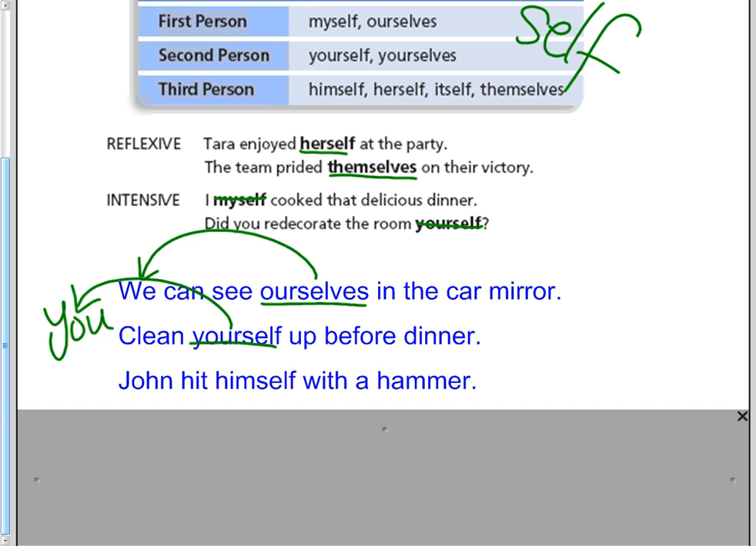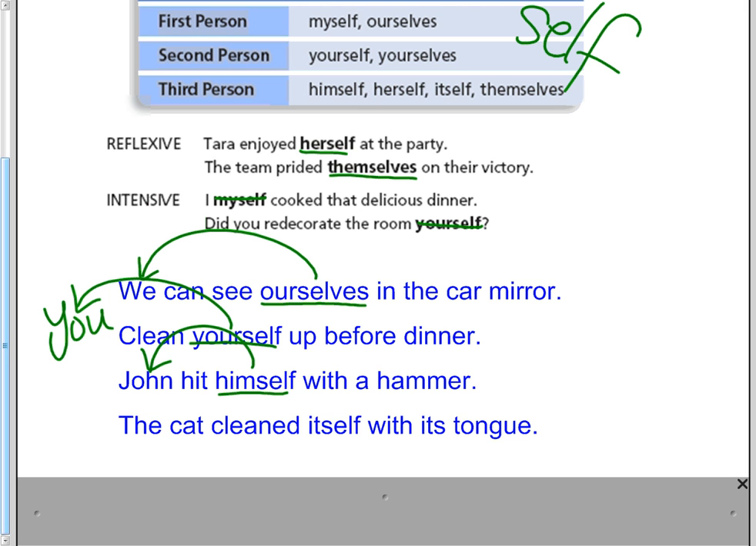John hit himself with a hammer. Himself is referring back to John, which is the subject. And the cat cleaned itself with its tongue. Itself is referring back to the cat.